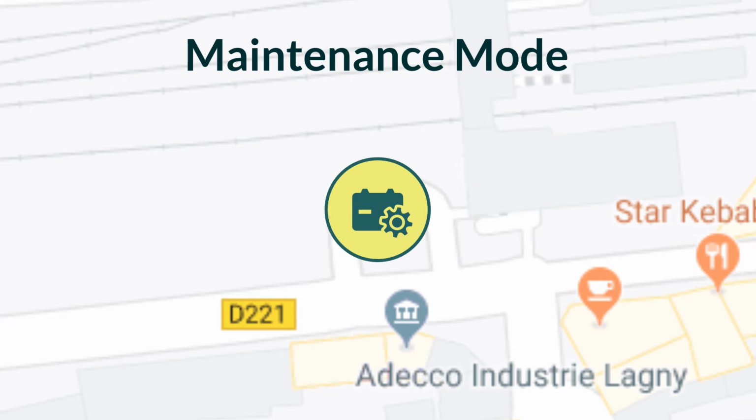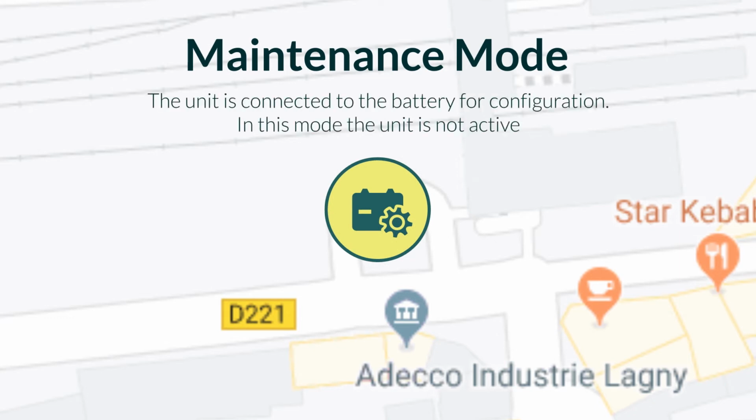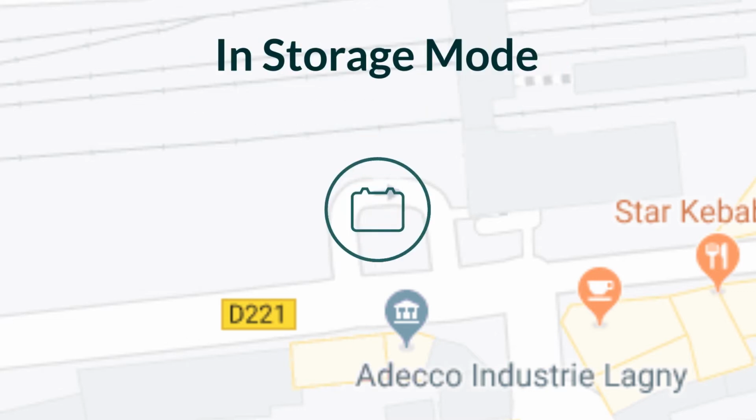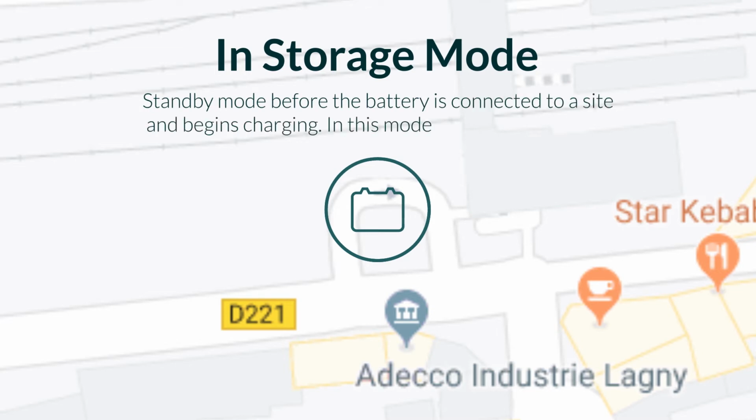Yellow displays units in maintenance mode. The unit is connected to the battery for configuration. During this mode, the unit is not operational. White displays units in storage mode. This is a standby mode during storage and shipment. During this mode, the unit is not operational.